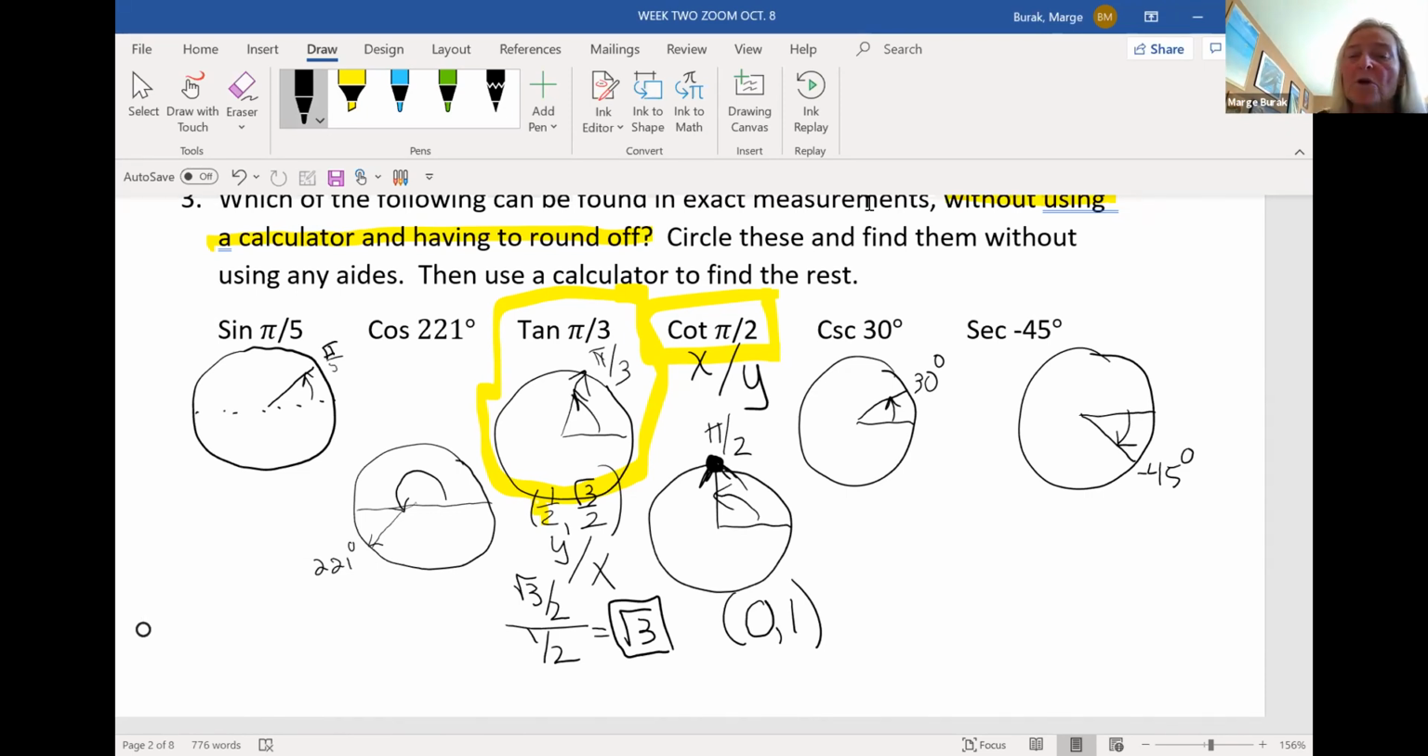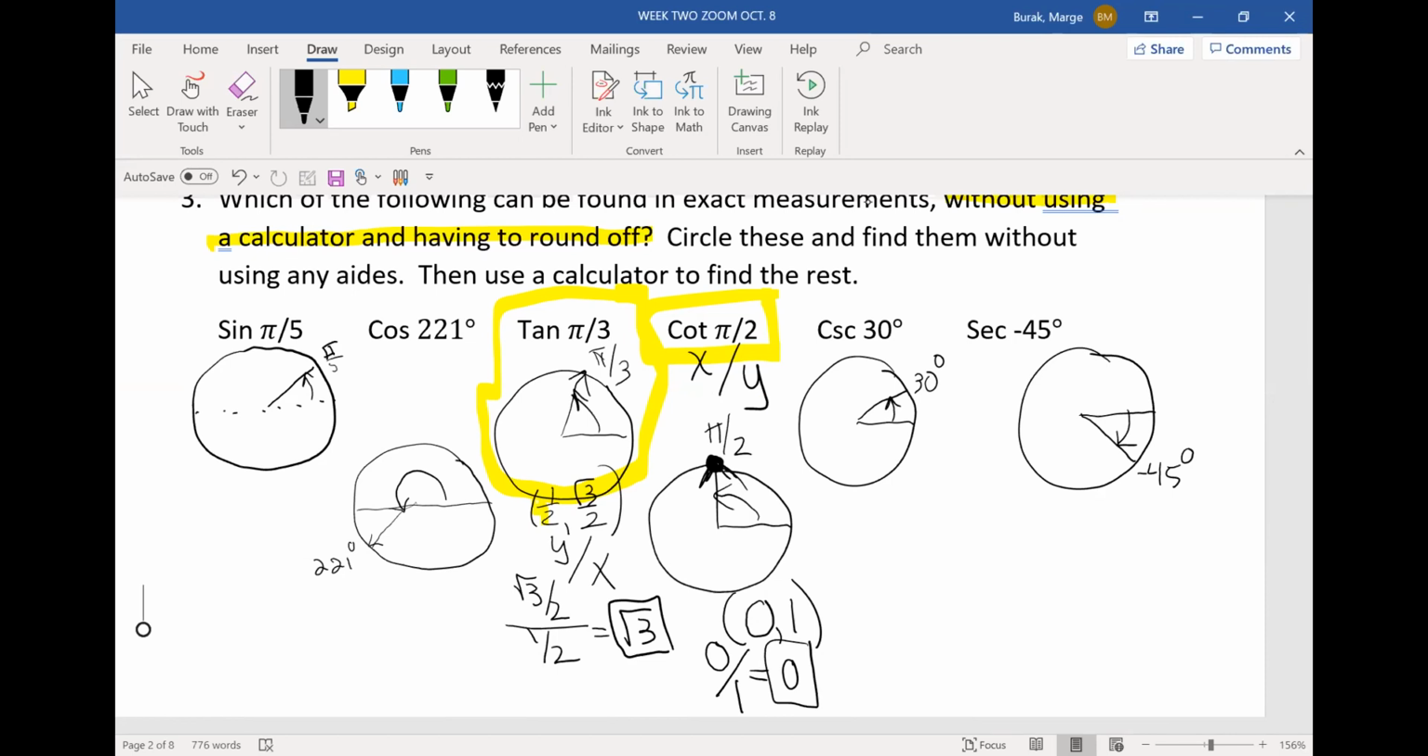So what's x over y? 0 divided by 1, which is undefined, I believe. No, it's good. You can divide 0 by 1; you just can't divide by 0. So the cotangent of pi over 2 is 0. You can check these on your calculator, you guys, but you don't need to use a calculator for some of them. Okay, did that make sense, Tanner? You kind of started it and then went, okay.